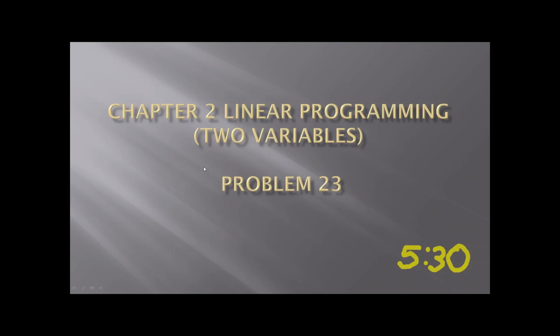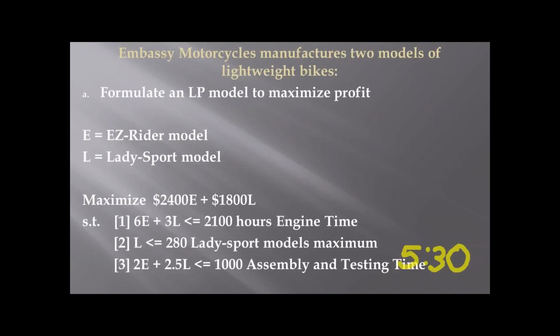So what I wanted to do was start with problem 23 to make sure everyone understood it. And in so doing, you can ask questions as we go through. As you recall, problem 23 from Chapter 2 was for Embassy Motorcycles, and they manufacture 2 different models of these lightweight motorbikes. And we were asked to formulate a linear programming model to maximize the profit.